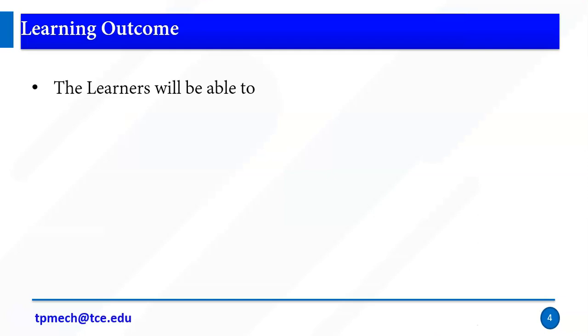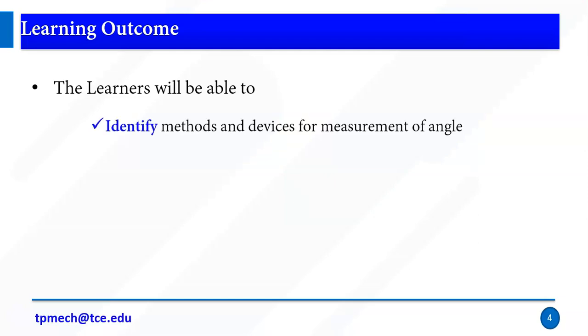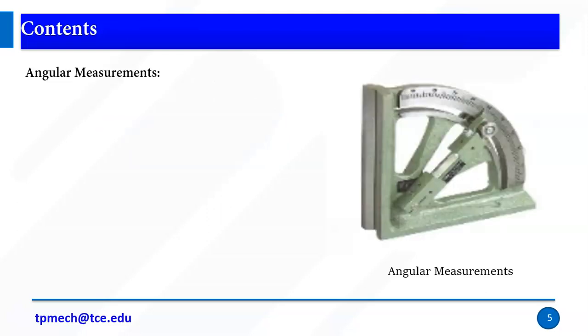The learning outcome: the learners will be able to identify the methods and devices for measurement of an angle. These are our contents. We are going to see three topics. One is the sine bar. The second one is the bevel protractor, or universal bevel protractor, or vernier bevel protractor. The third is the spirit level. So we are going to see these three devices to measure angles.